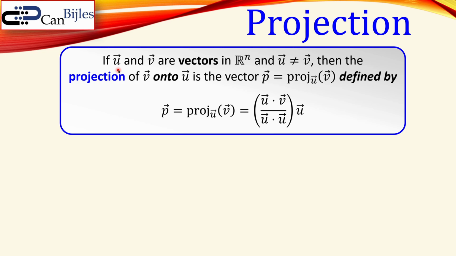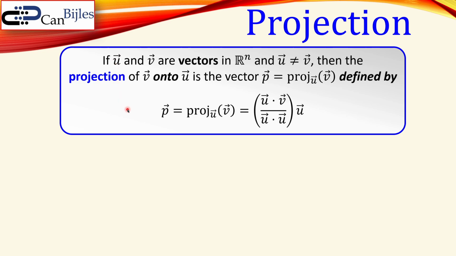So if you have two vectors, let's say u and v, and they are in this space, and they are not equal to each other, then the projection of the vector v onto the vector u is called the projection vector p, which is then given by this symbol. And it's defined by this expression. You see here now the dot product of the u and the v divided by the dot product of the u with itself times the vector u. And this is now the projection of that vector v onto the vector u.